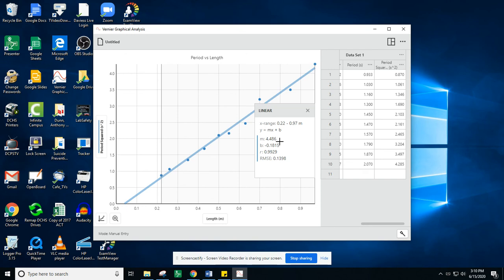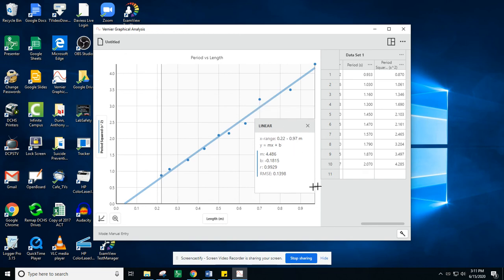That makes good predictions. If you stick in 0, you get a period of 0. If you stick in like 3 meters here, you're going to get really close to the value of the period that you would think you would get. So this model makes a lot better predictions.